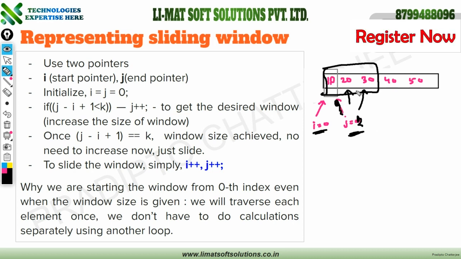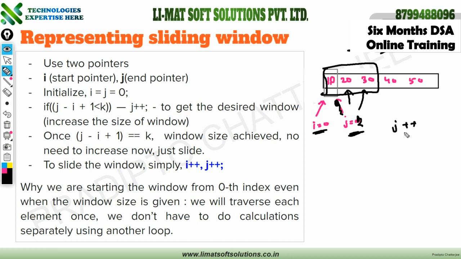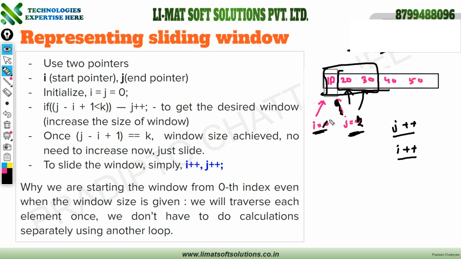Now at this point, if you want to slide the window, what you can do is increment the value of j, j plus plus, as well as increment the value of i, i plus plus. If you do that, you can see this particular i will become 1. Initially it was 0, it will now become 1. So i will point here, this will be the new starting point of the window, and j will also increment. If it is 2, it will be 3, if it is 3, it will be 4, if it is 4, it will be 5, whatever the value. In this way, we can slide the window.